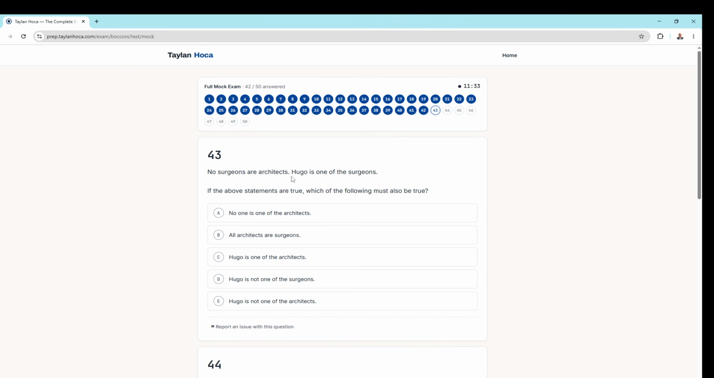No surgeons are architects. Hugo is one of the surgeons. If the above statements are true, which of the following must also be true? No one is one of the architects. No. All architects are, no. Hugo is one of the architects. No surgeons are architects. So Hugo is not one of the architects.